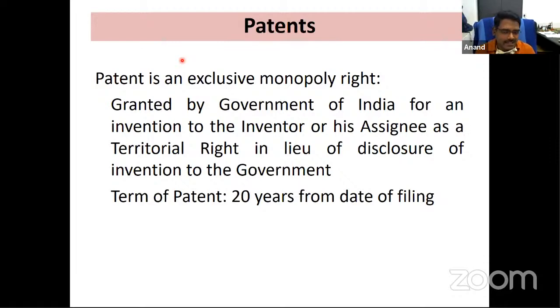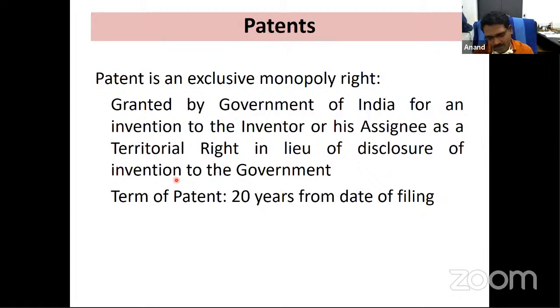Though I created something and I have a monopoly, I cannot hold on to it forever. So there is a period for which a patent is held, and it expires after that. And if you are still living and want to continue with the patent, you can always do that. But after a person who has a patent is gone, of course, you can protect it so that the public good is protected. This is basically granted by the government, in our case the Government of India, for an invention to the inventor or his assignee as a territorial right in lieu of disclosure of the invention to the government.